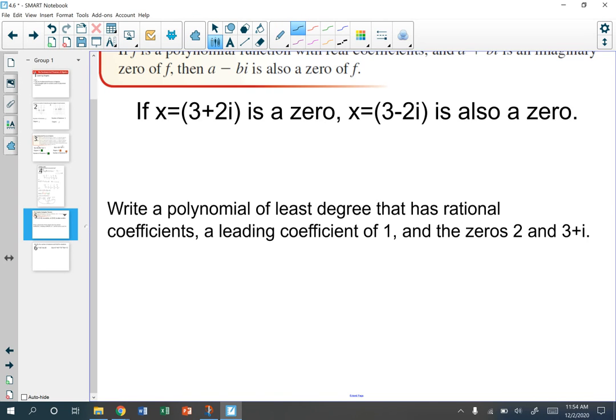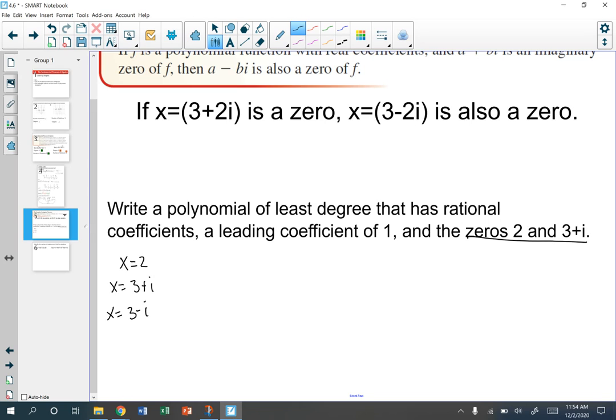So if you can, go ahead, pause the video, and then complete this writing a polynomial, and then come back and check in. So we know the zeros are x equals 2 and x equals 3 plus i, and that's given right here. Now, since we know 3 plus i is a 0, we also know that 3 minus i is a 0. Okay, so now we're going to go ahead and write those out.